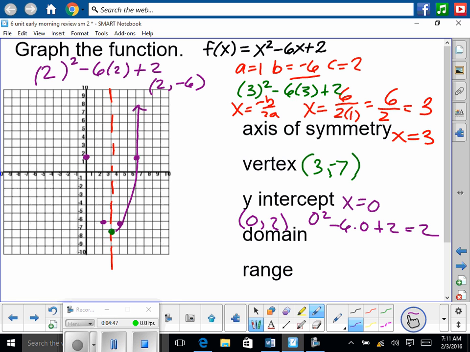Just a question, is that a max or a minimum value? It's a min, right? Isn't that the lowest? Okay. Now domain and range. So domain, where's your function going from left to right?